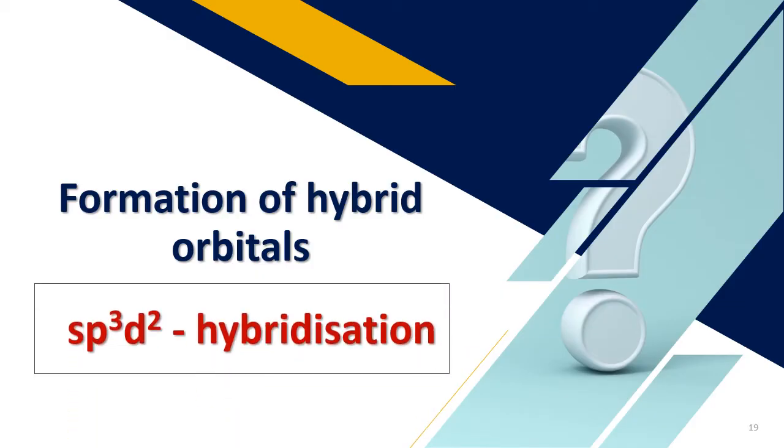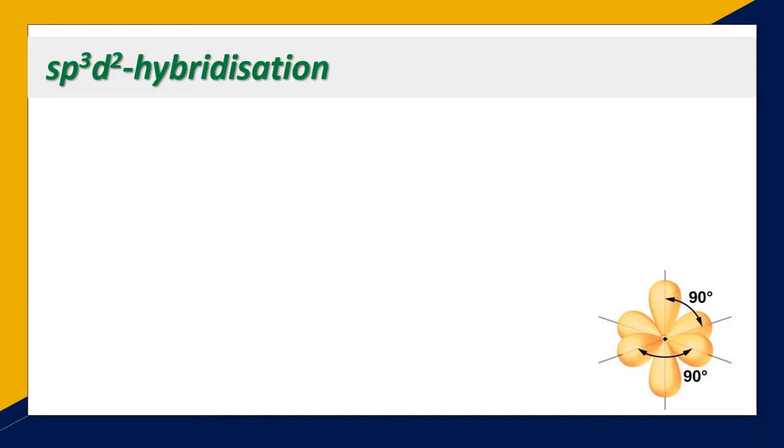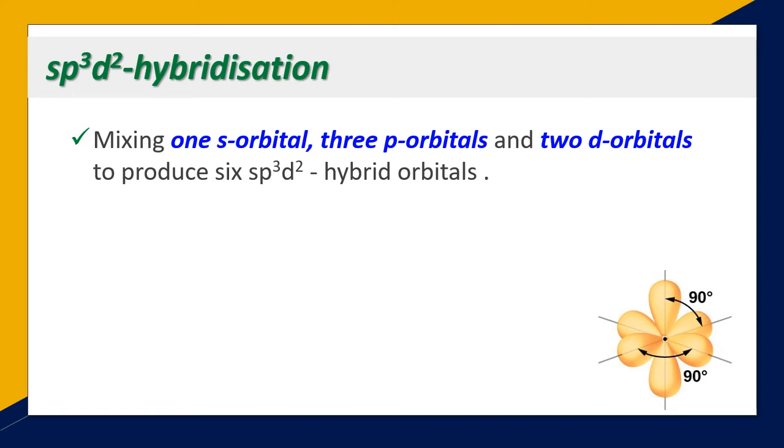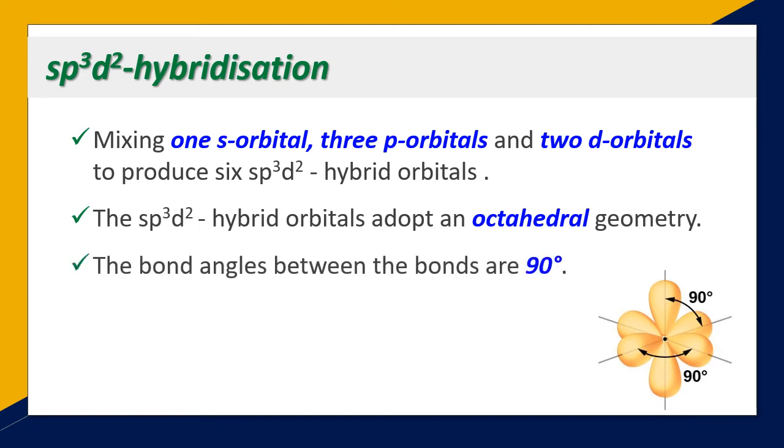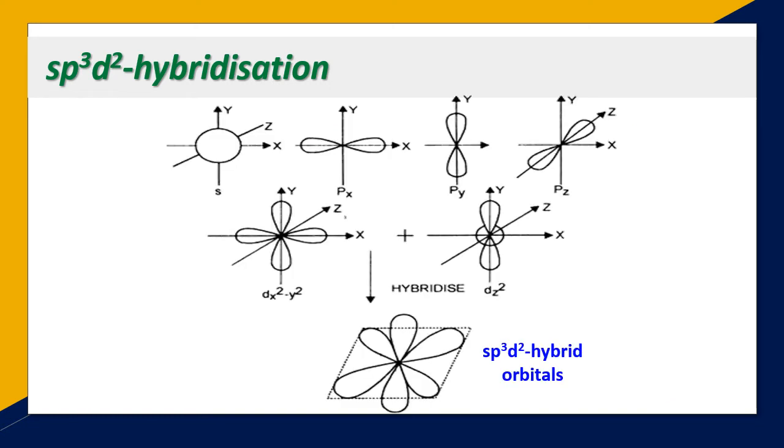Now, let's discuss sp³d² hybridization. sp³d² hybridization is a mixing of 1 s orbital, 3 p orbitals, and 2 d orbitals to produce 6 sp³d² hybrid orbitals. The sp³d² hybrid orbitals adopt an octahedral geometry. The bond angles between the bonds are 90 degrees. This diagram shows the mixing of orbitals to produce sp³d² hybrid orbitals.